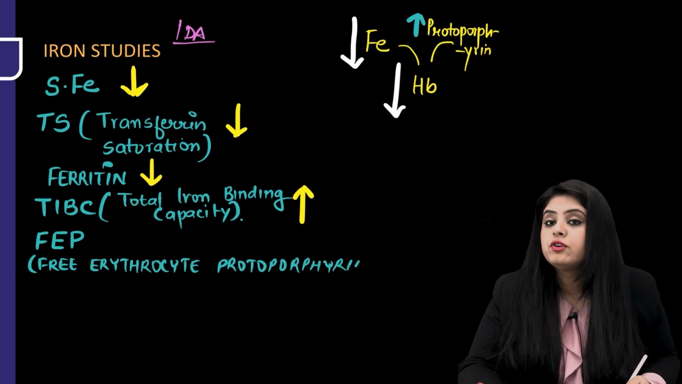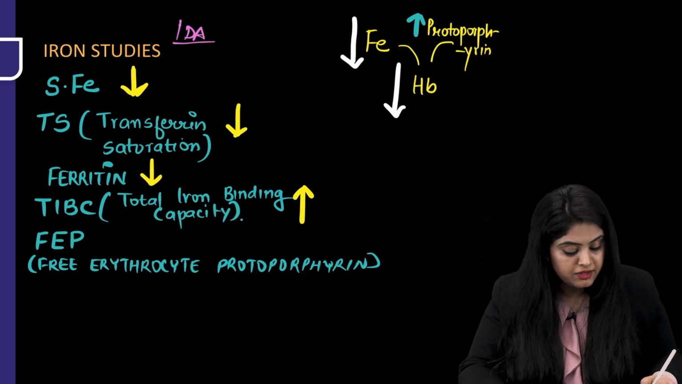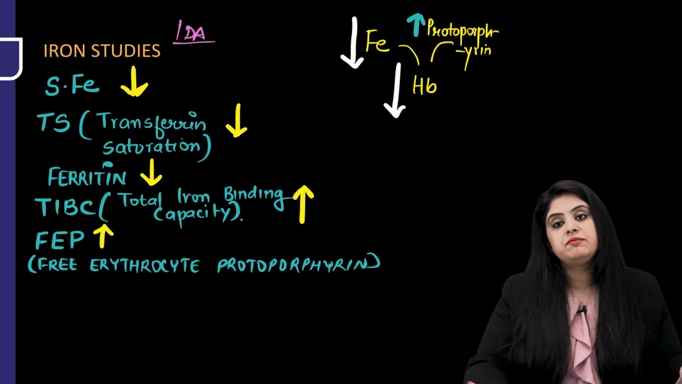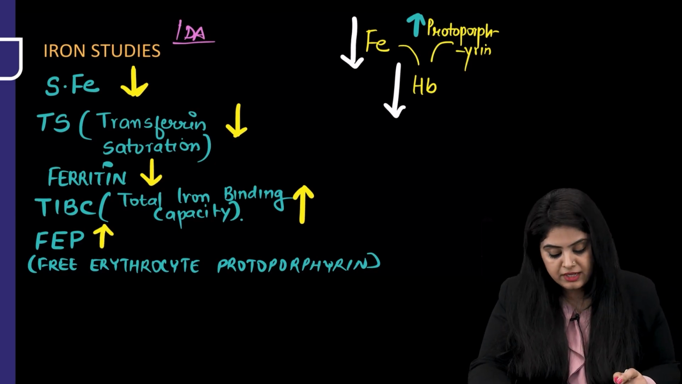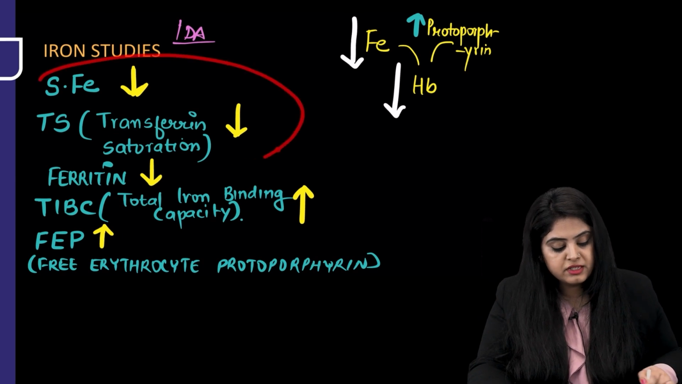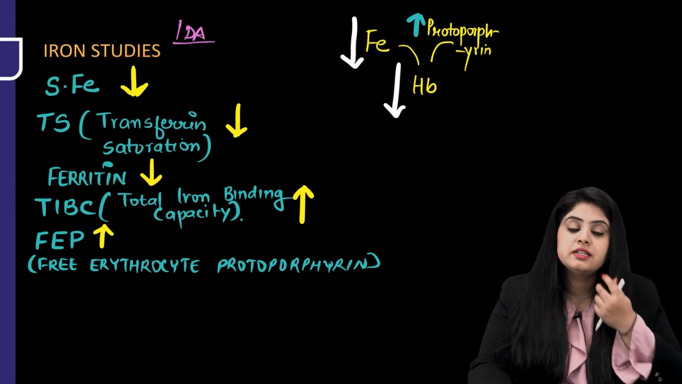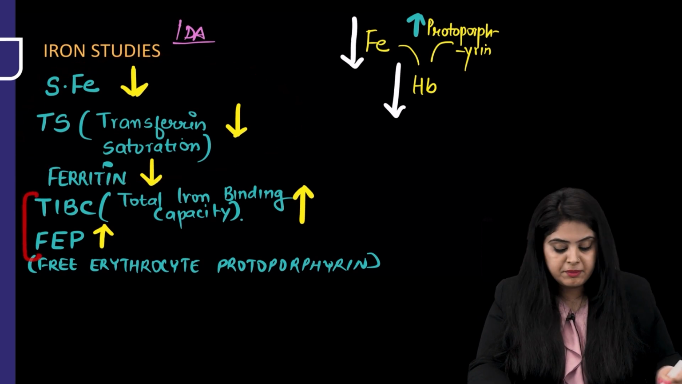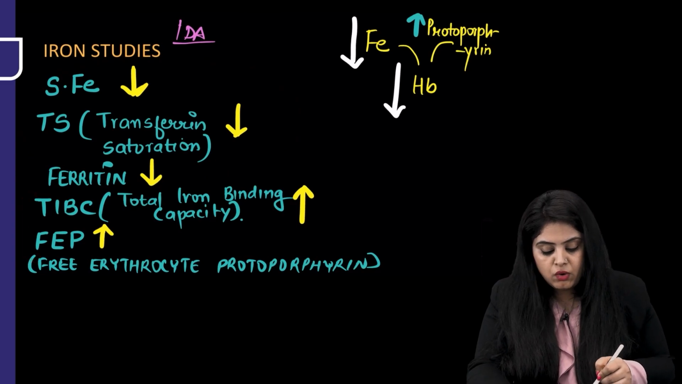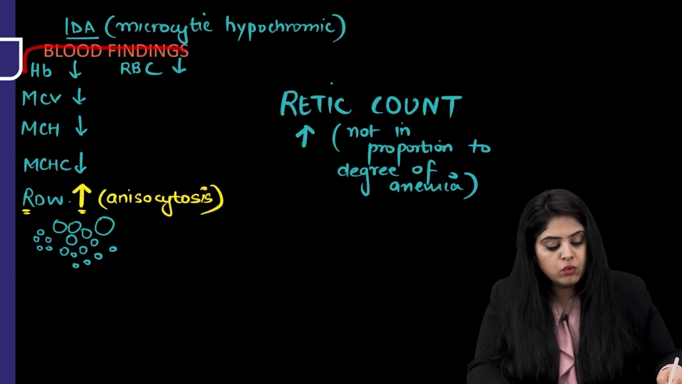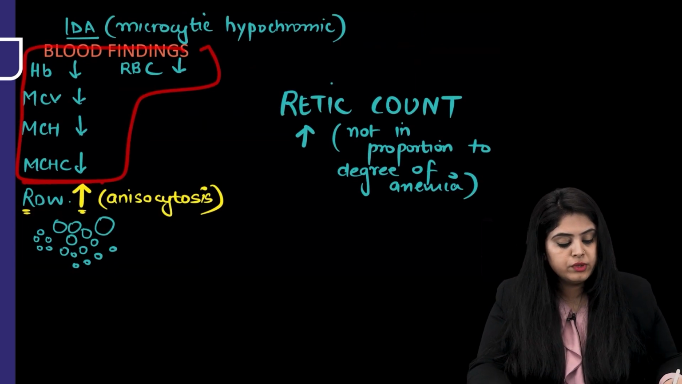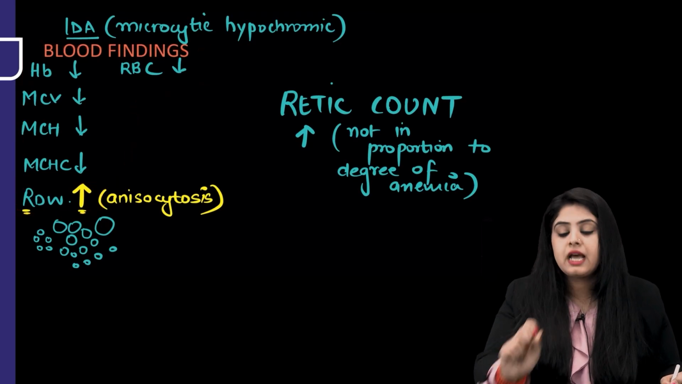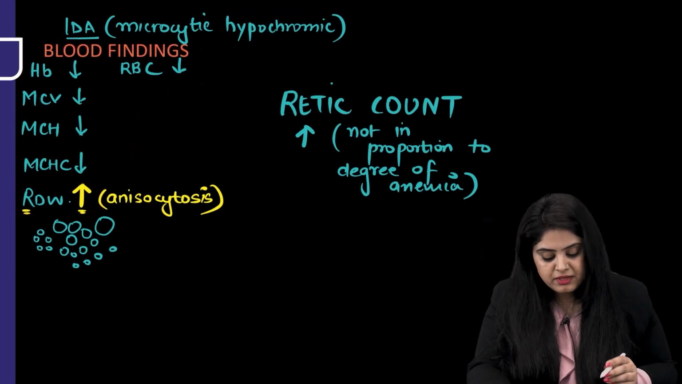Protoporphyrin says, I am forever single. There is no iron in my life. So I will just keep waiting for iron to come one day. So what did I realize? All the parameters decrease. The only two parameters that increase are going to be TIBC and FEP. Similarly, in the previous one, all the parameters were decreasing and the only parameter that was increasing was going to be RDW. That is how you learn the blood parameters of iron deficiency.